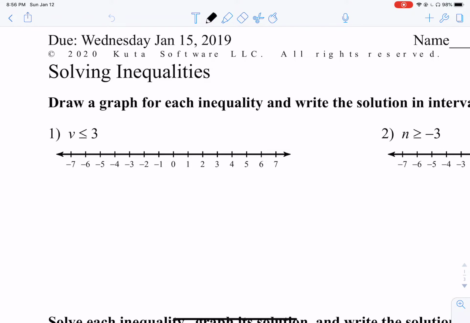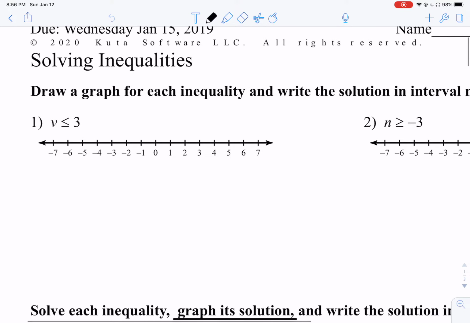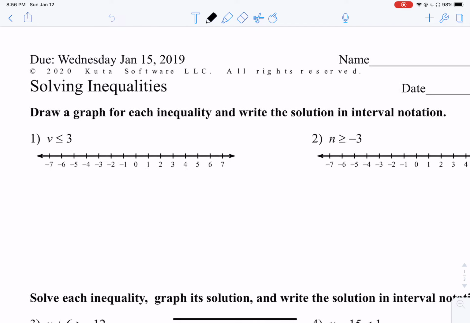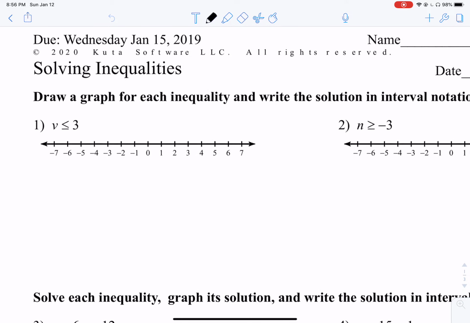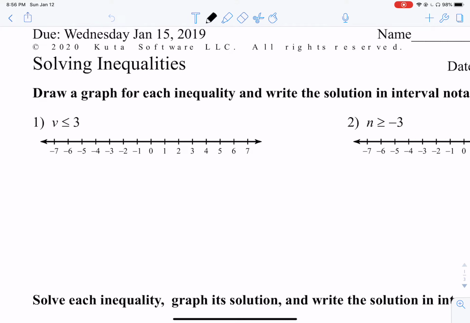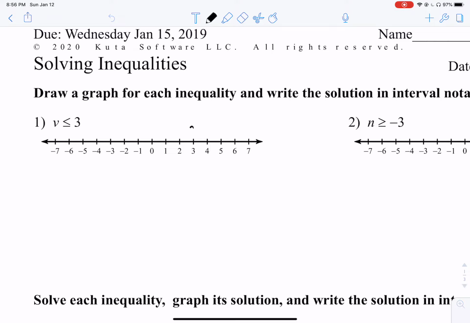Okay. So now here on the first one, the instructions are to draw a graph of each inequality and write the solution in interval notation. So for this one, we want all the values of v that are less than 3. Well, 3 is located here, so we would put a circle over there. But since we also want to equal it to 3, we're going to use a closed dot, okay? Now, all the numbers less than that are going to be to the left.